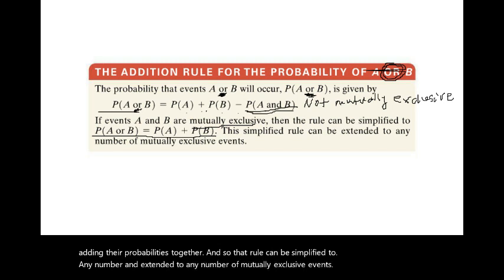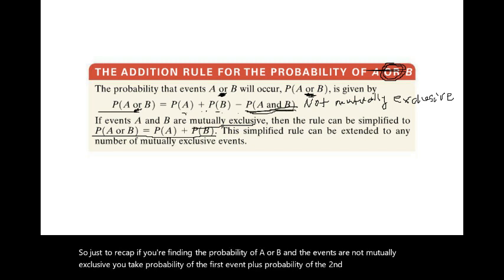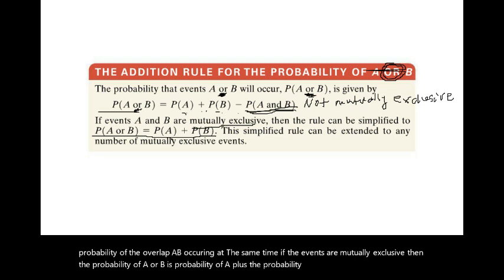So just to recap, if you're finding the probability of A or B and the events are not mutually exclusive, you take the probability of the first event plus the probability of the second event minus the probability of the overlap, A and B occurring at the same time. If the events are mutually exclusive, then the probability of A or B is the probability of A plus the probability of B. So anytime that you're doing probabilities involving or, you have to ask yourself, are these events mutually exclusive? Because whether or not they're mutually exclusive will determine if you have to do any subtracting or not.